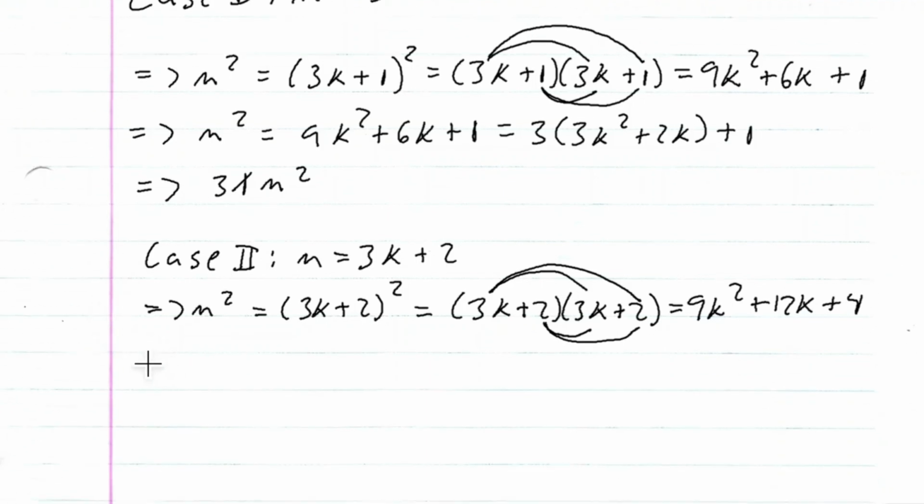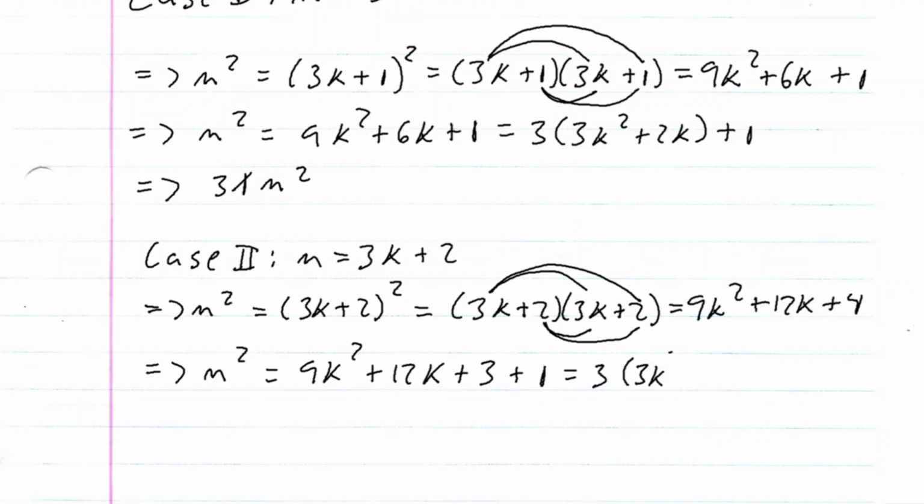All right, so let's see. We can rewrite this as m squared is equal to 9k squared plus 12k plus 3 plus 1. But I already know that I won't be able to factor out a 3 from every single term. The best I can do is 3 times (3k squared plus 4k plus 1), but I'm going to have that plus 1 left over. So I have 3 times an integer plus 1 equal to m squared. So this means 3 does not divide m squared in the case where m is equal to 3k plus 2 either.